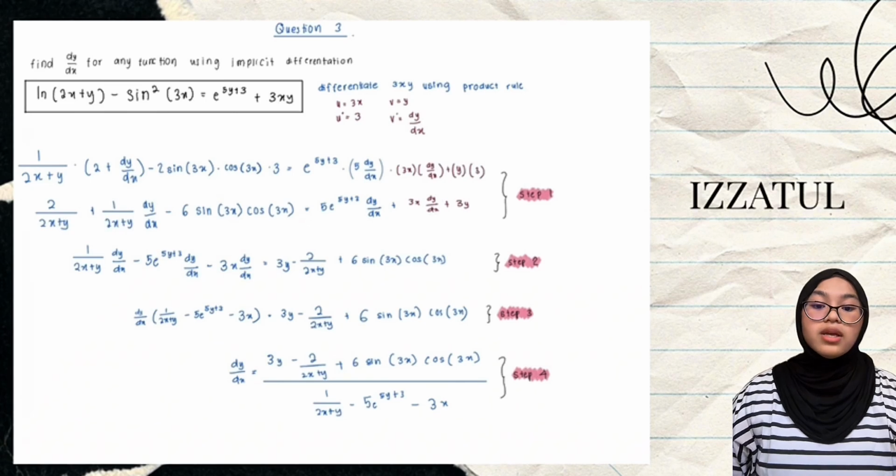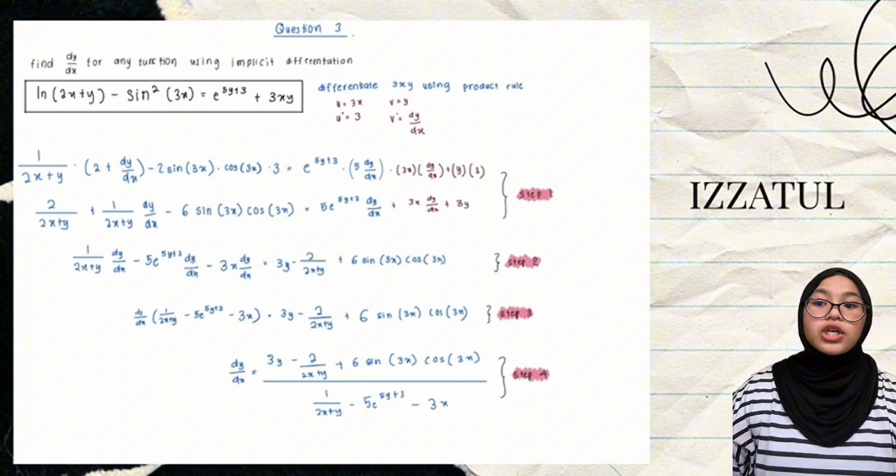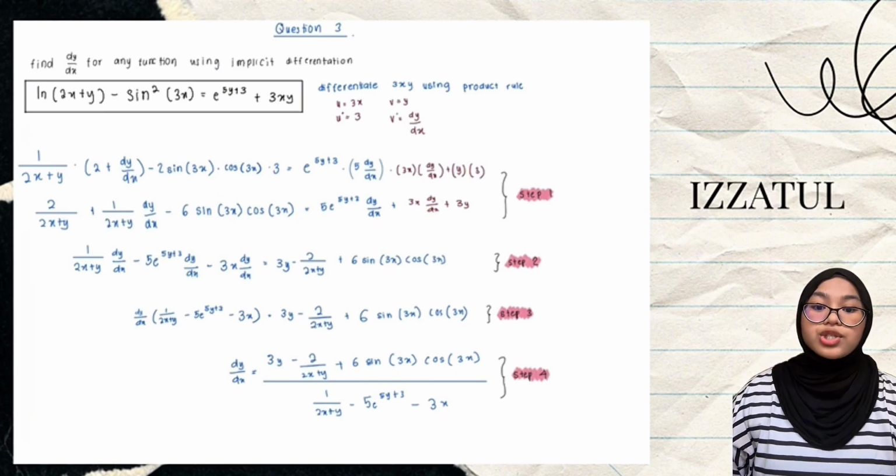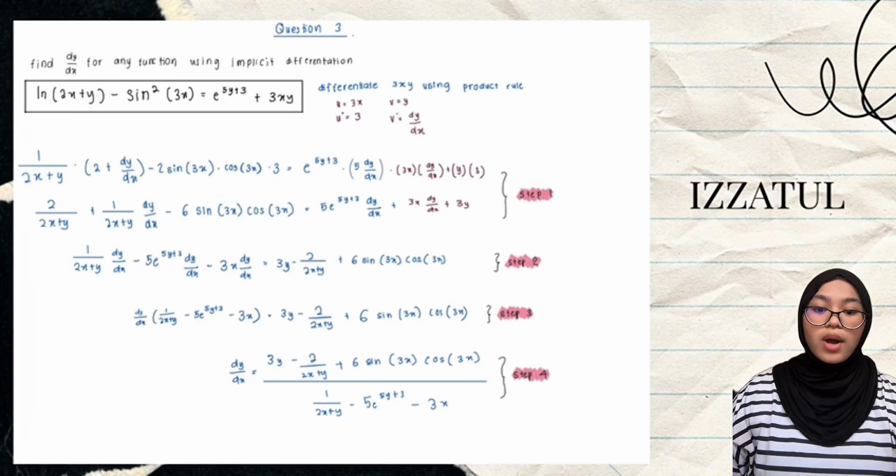So first, you should differentiate 3xy using the product rule. So u equal to 3x, while v equal to y. So u prime equal to 3, v prime equal to dy over dx. So why dy over dx? Because when you differentiate y, you should put dy over dx.